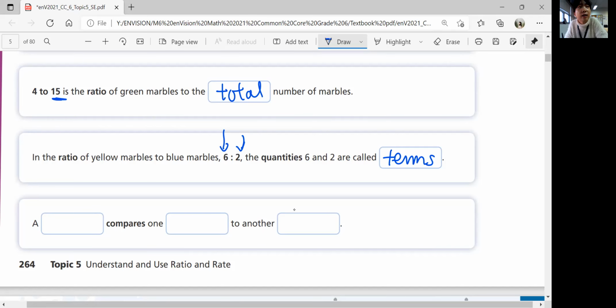So generalize the concepts. Ratio compares one quantity to another quantity. Okay. So that's the language part that you need for this topic.